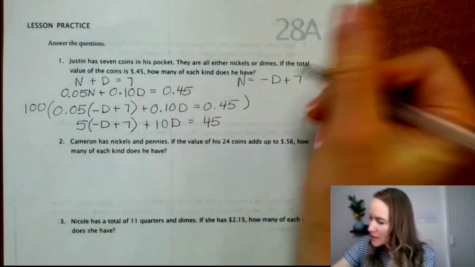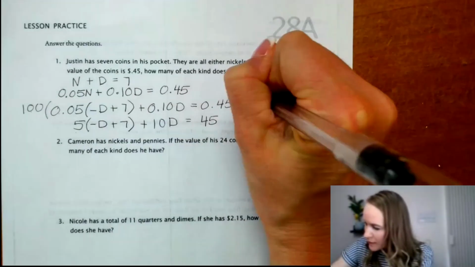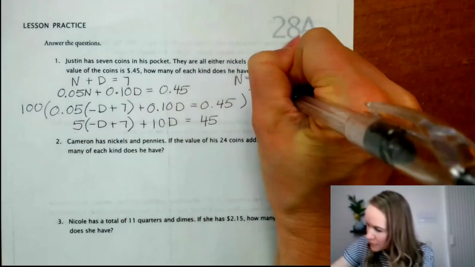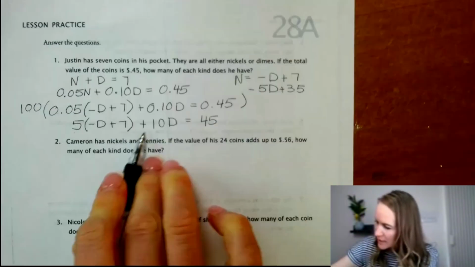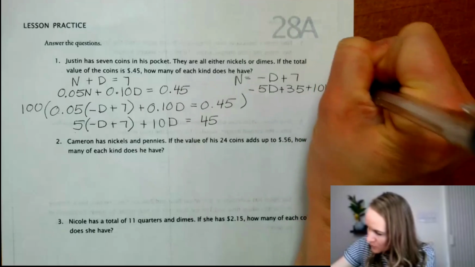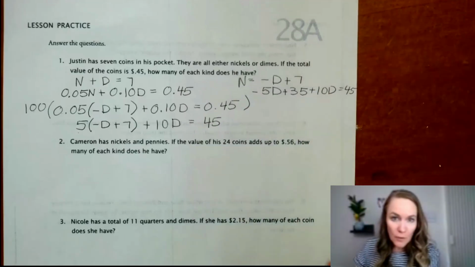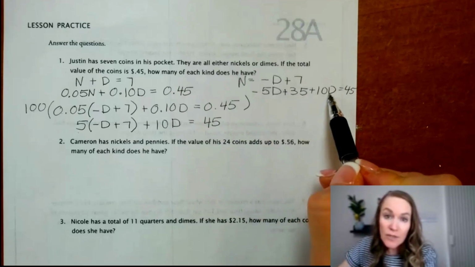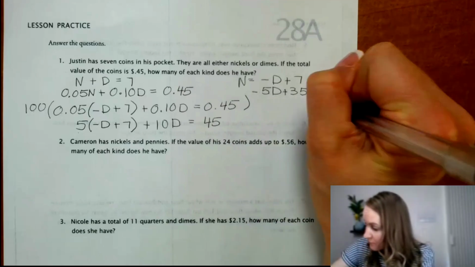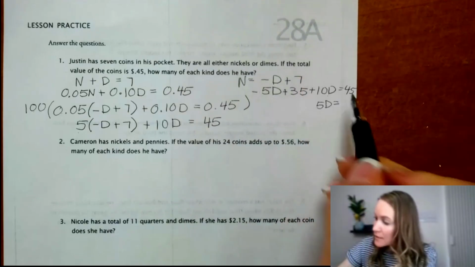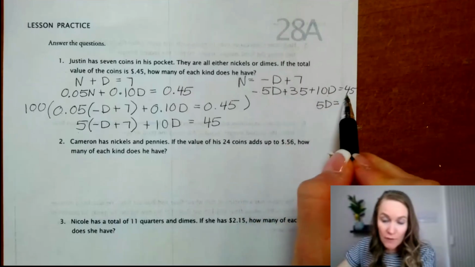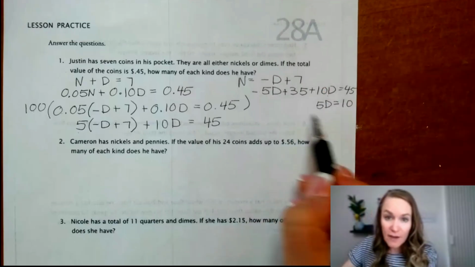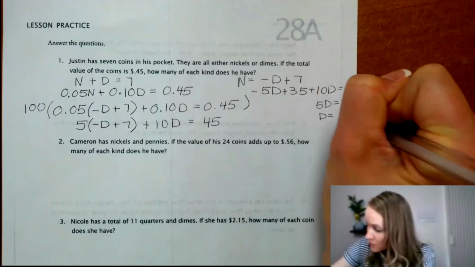So 5 times negative d, I'm just going to bring it up here. Negative 5d, and then 5 times 7 is plus 35. And then I have plus 10d equals 45. Okay, so now I can combine like terms, right? I can combine the d's, so that 10 minus 5 gives me 5d. And then I subtract 35 over, 45 minus 35 is just 10. And then I'm going to divide by 5. So I have d equals 2.